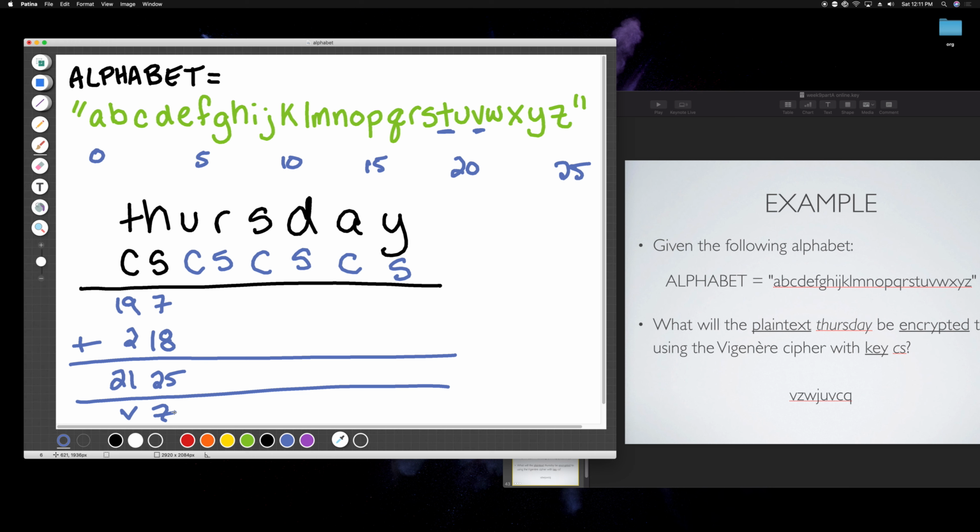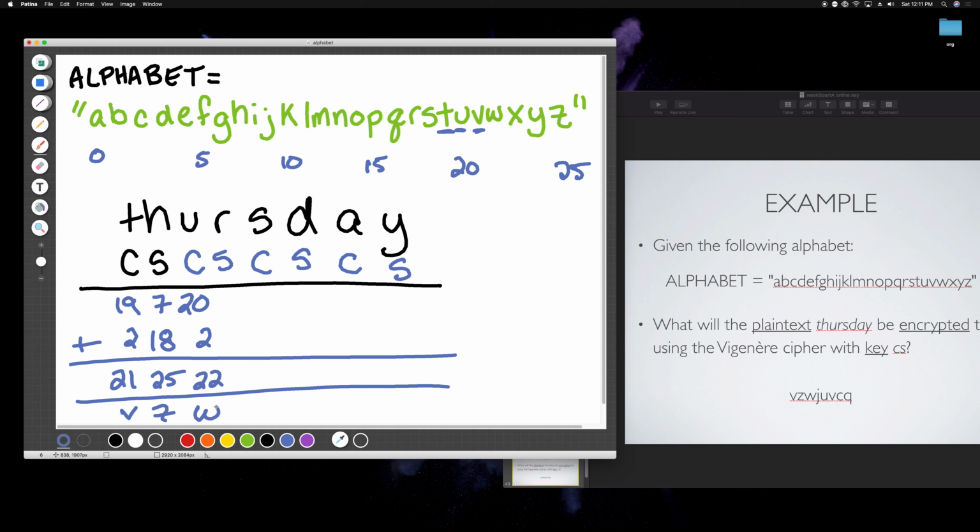I'll do maybe 2 more. So next we have U and C. U is right here at position 20. C is at position 2. We add them up, we get 22, which will give us the character W, right? Because U is at 20, V is at 21, W is at 22. So this will be W.